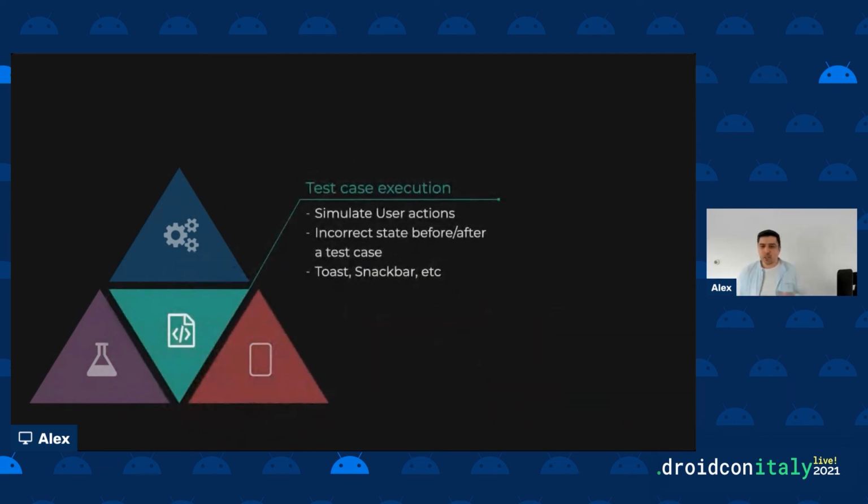And the last section is test case execution, when we simulate different user actions. As an example, Espresso from time to time cannot click on a specific view, and we had some issue. But after a couple of milliseconds, it worked perfectly. The next thing is incorrect state before and after a test case, when we forget to clean up our data, or we still have incorrect data and the next test case is started.